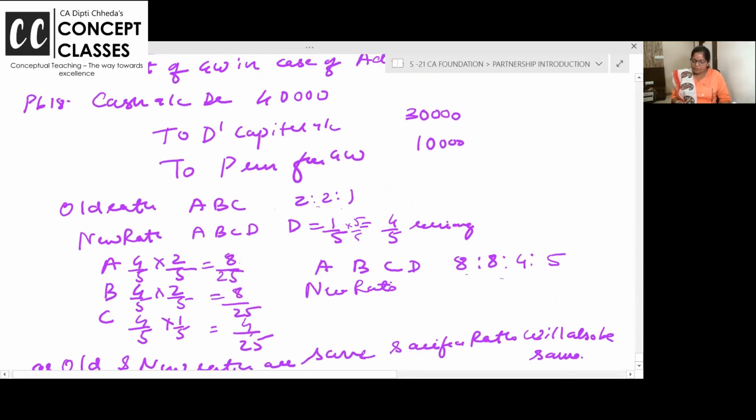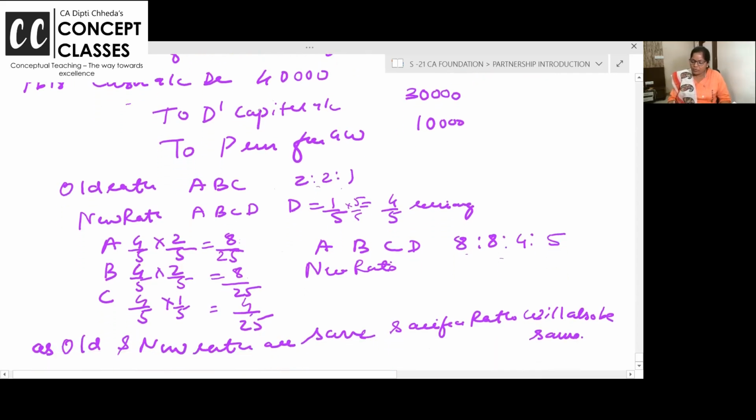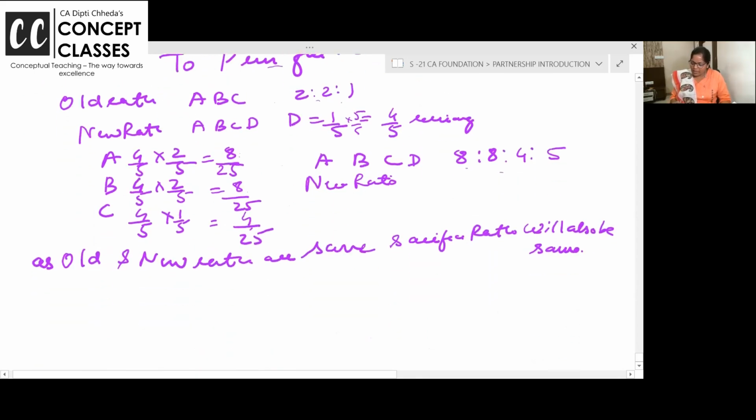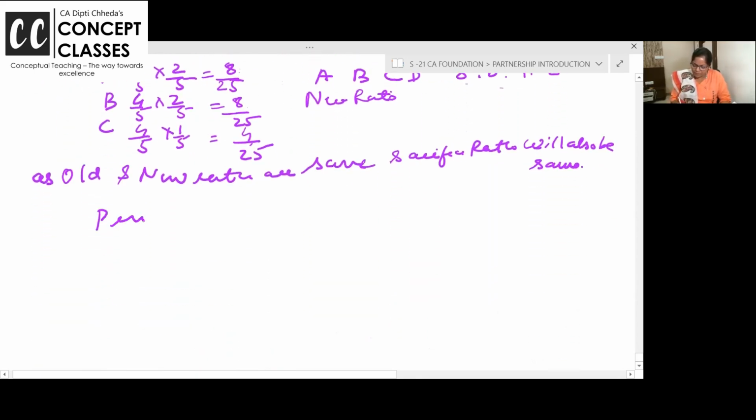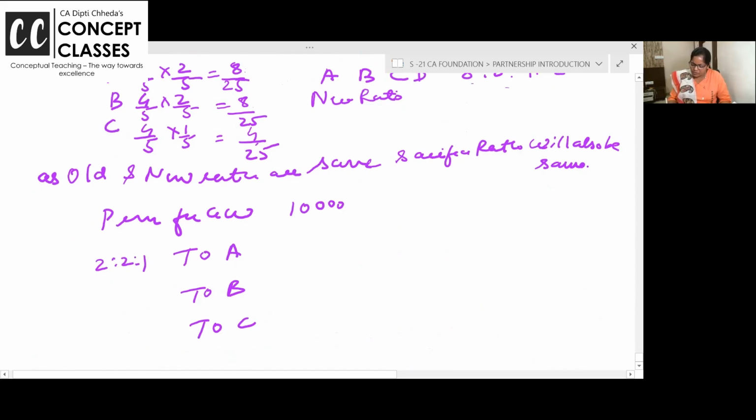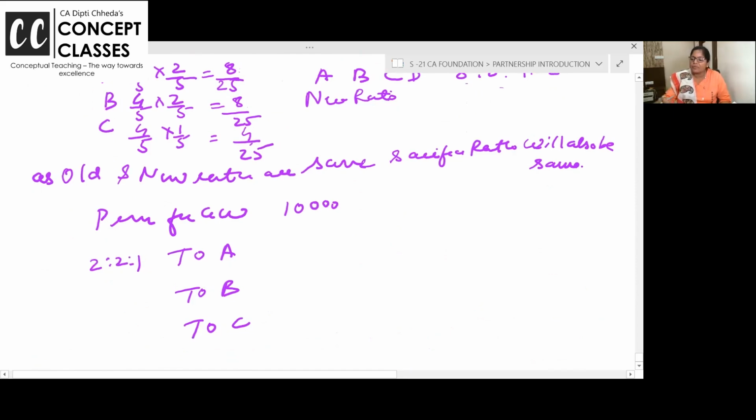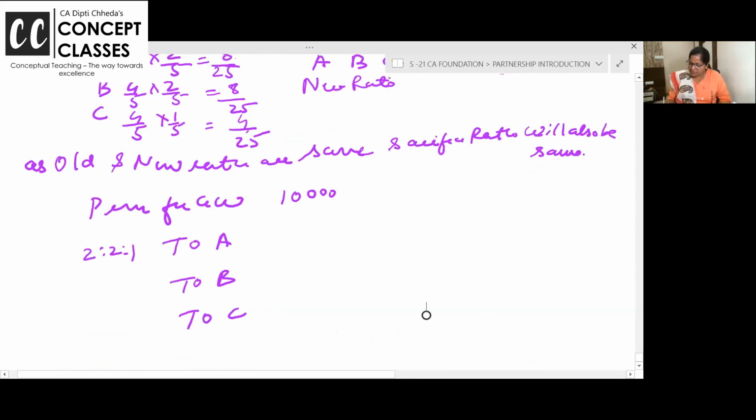ठीक है. 18th problem is clear. Cash account debit to D's premium. Now this premium for goodwill, 10,000, debit to A, to B, to C in the ratio 2:2:1. Old ratio, new ratio, sacrificing ratio. So 10,000 into 2 by 5, 4,000, 4,000, 2,000.